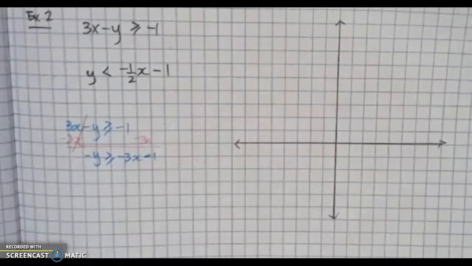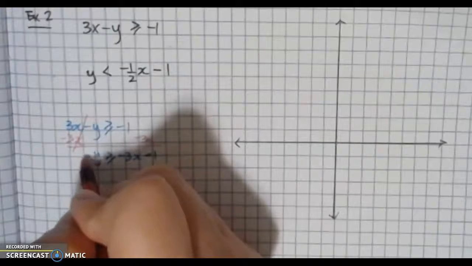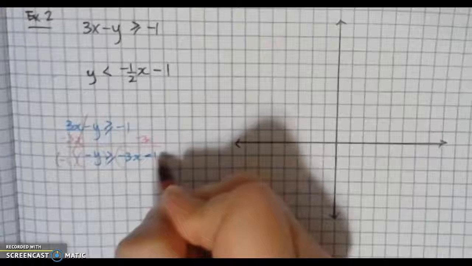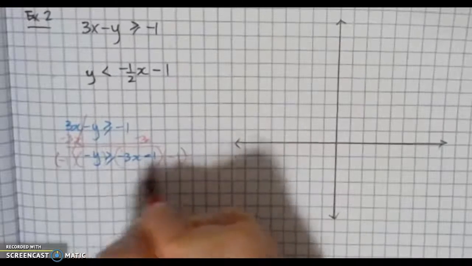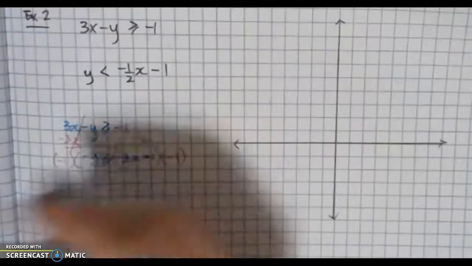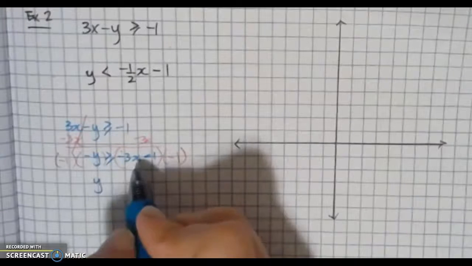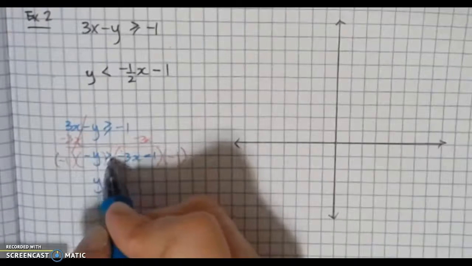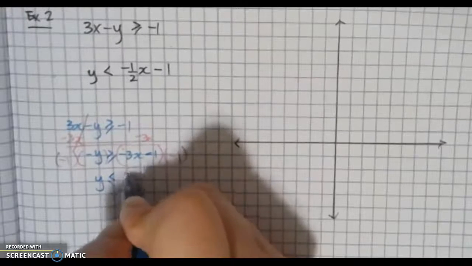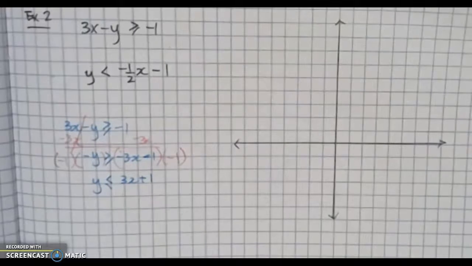And then from here, I don't want negative y, I want positive y. So what can I do? I can multiply both sides by -1. Remember, this parenthesis means it's multiplied. So that becomes y on the left hand side, but just because we've multiplied by a negative number, what do we need to do to the inequality sign? We need to flip it. So -1 times -3x is positive 3x. -1 times -1 is positive 1. Now we can graph it.